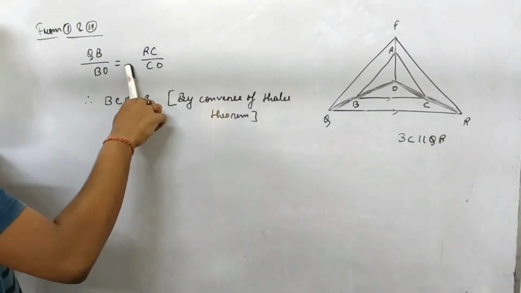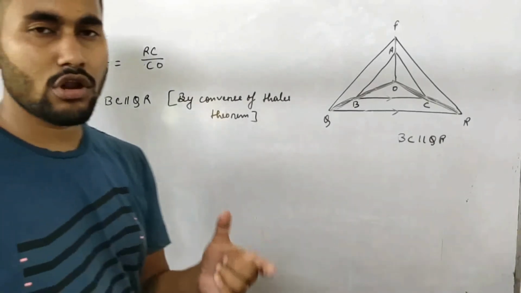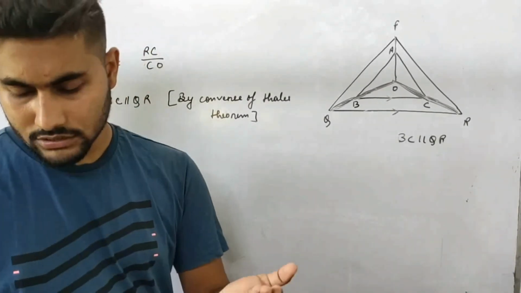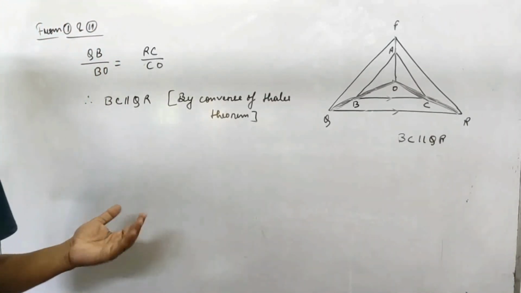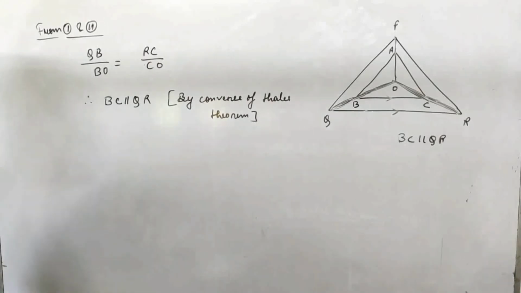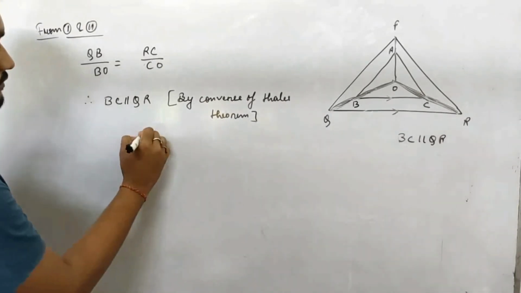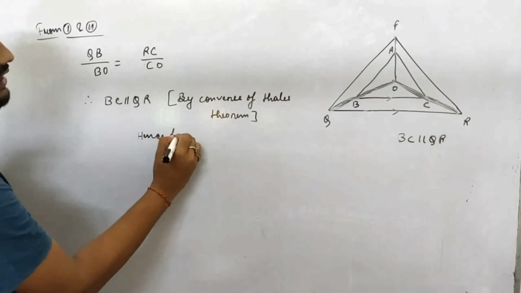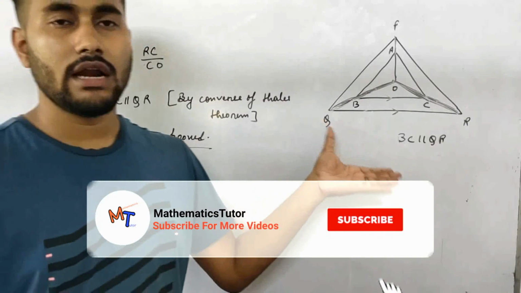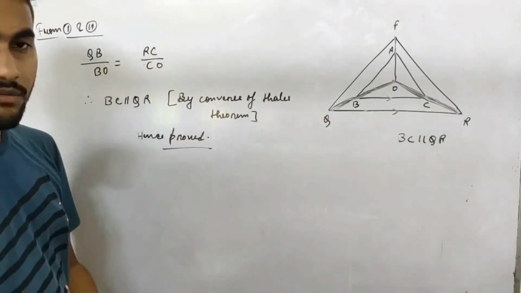From the proportional, when you get the parallel, that is converse of the Thales theorem. This theorem I will prove at the end of this exercise. Theorem 6.1 we have done, the Thales theorem. The converse one we will do after completing this exercise. So hence proved. All the questions are quite similar. Only the diagram is different. Understand the diagram, understand the triangle, and how this proportional is coming.